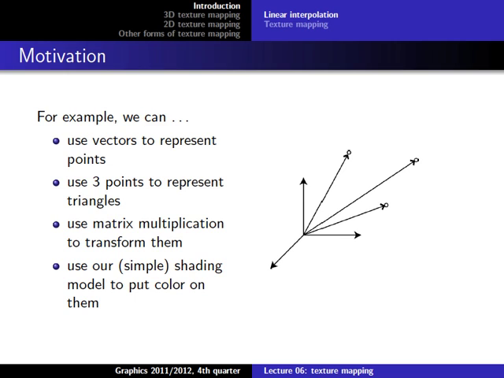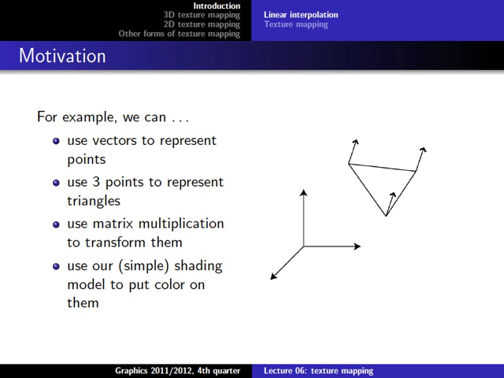We can use the vectors, for example, to represent points. We can use, for example, 3 points to represent a triangle. We can use matrix multiplication to transform this triangle. And we can use our simplified shading model to put some color on these triangles. So, for example, if we have the normal vector here at the vertices of the triangles, using the light vector L and the vector E, with which we look at the points in the direction of the eye, we can calculate the color of the triangle at this vertex.